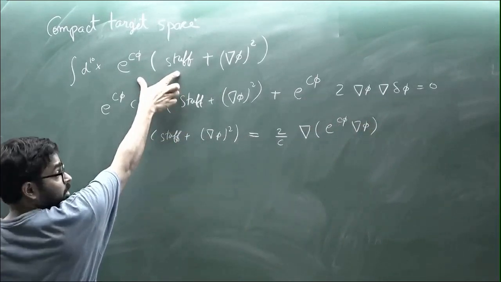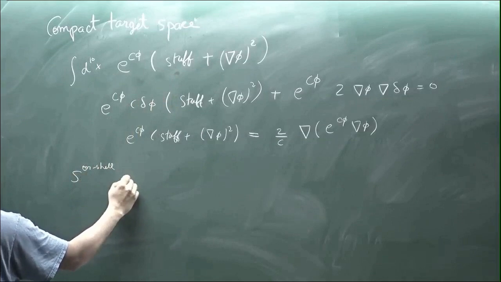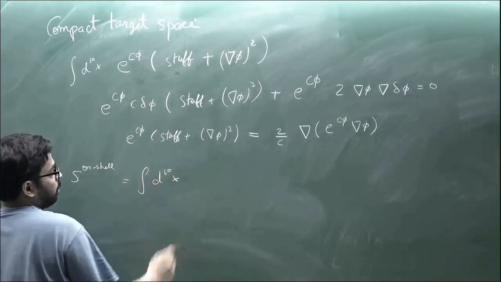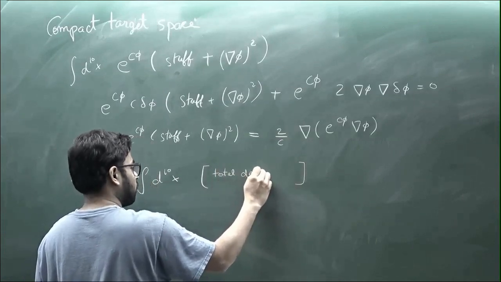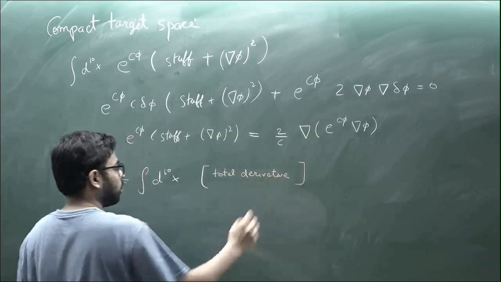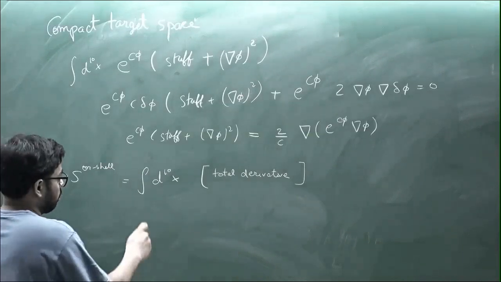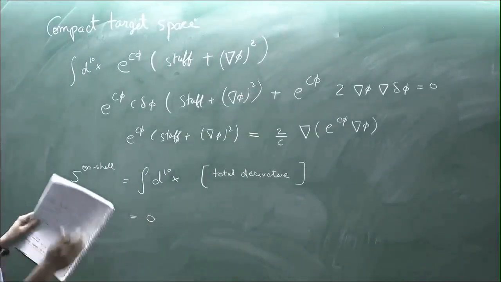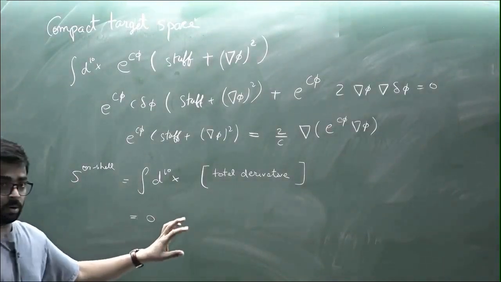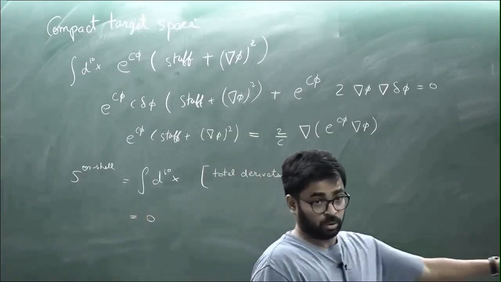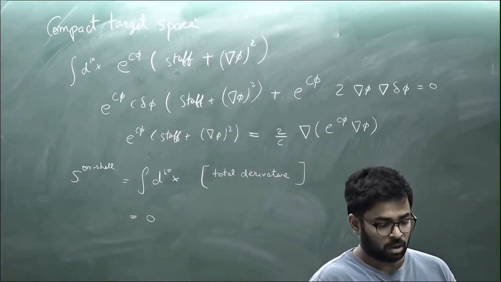But what is this? This is precisely the value of the Lagrangian, right? So the on-shell action is equal to the integral d10x of a total derivative. So if you have a compact space, this is just zero. So again, it's the boundary terms in the target space that will give a non-zero contribution to these kind of properties. So that already shows you that these quantities are subtle in string theory.